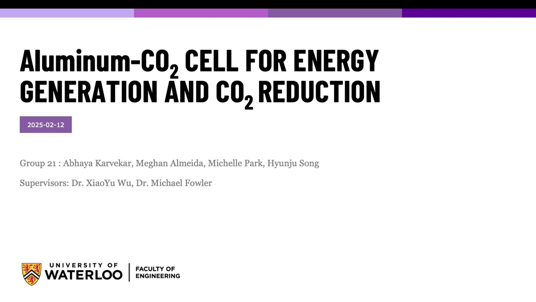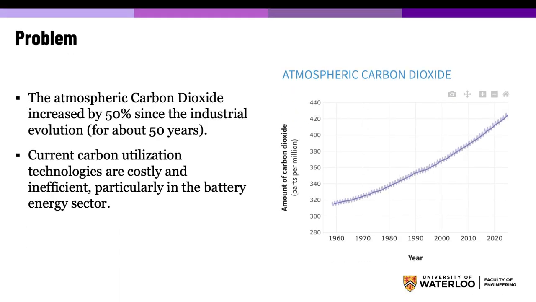The topic of our capstone group is aluminum CO2 cell for energy generation and CO2 reduction. The problem addressed is the fact that the atmospheric carbon dioxide rate increased by 50% since the Industrial Revolution, which has been about 50 years. The plot on the right shows that the current amount of atmospheric carbon dioxide is at about 420 ppm.